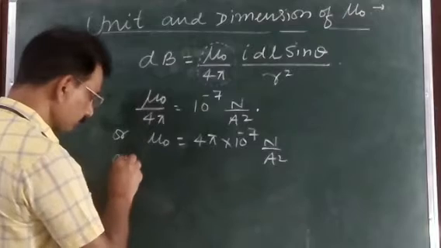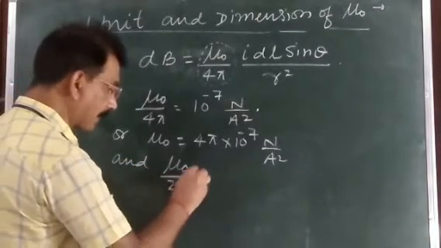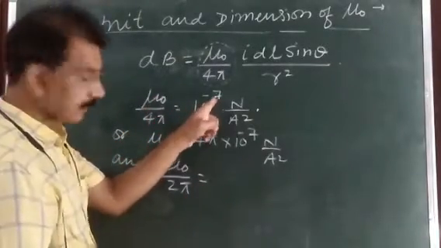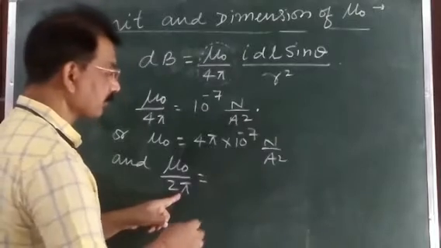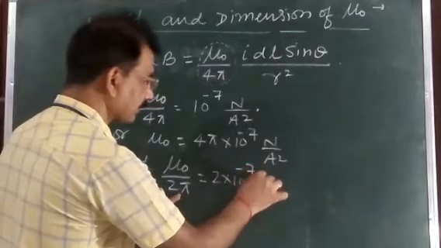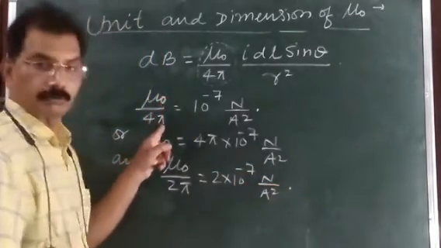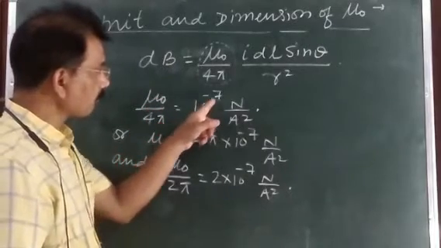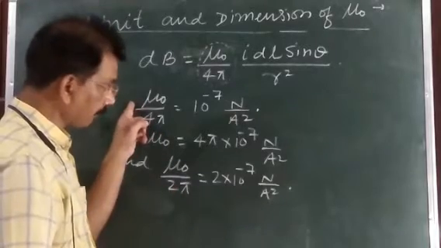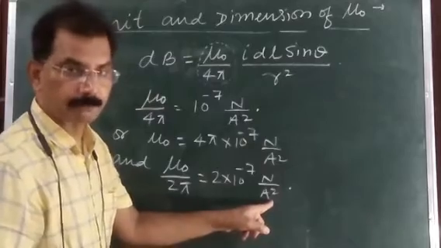And mu naught upon 2 pi. This one is mu naught upon 4 pi, 10 to the power minus 7. So mu naught upon 2 pi becomes 2 into 10 to the power minus 7 Newton per ampere square. Listen to this carefully. Mu naught upon 4 pi is 10 to the power minus 7 Newton per ampere square. So mu naught upon 2 pi is 2 times of it. So this becomes 2 into 10 to the power minus 7 Newton per ampere square.